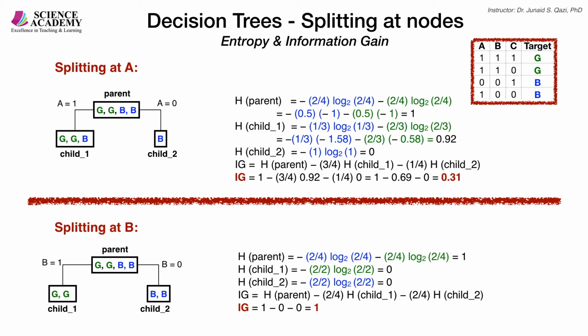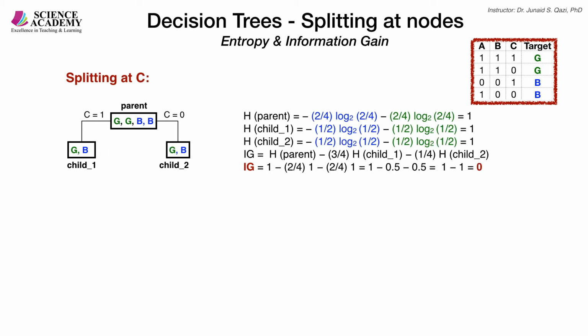What if we split at B? We can calculate information gain in a similar fashion, and the value for information gain we get is equal to 1. The third option is splitting at C. Following the same steps, we have no information gain in this split. The value of information gain is 0. To summarize the values of information gain for splits at A, B, and C, let's create a table.